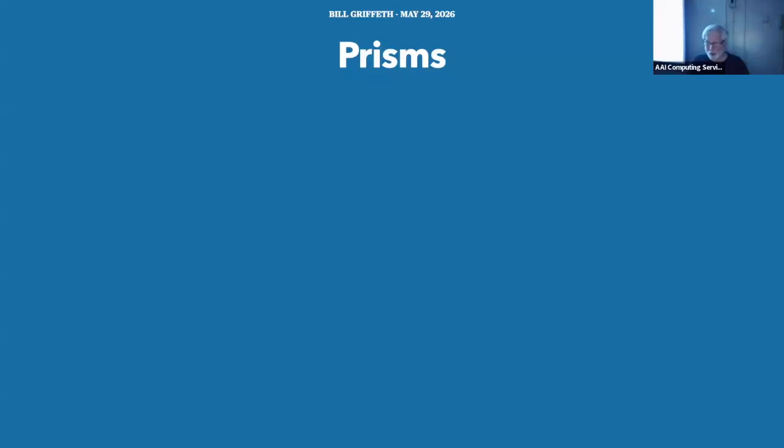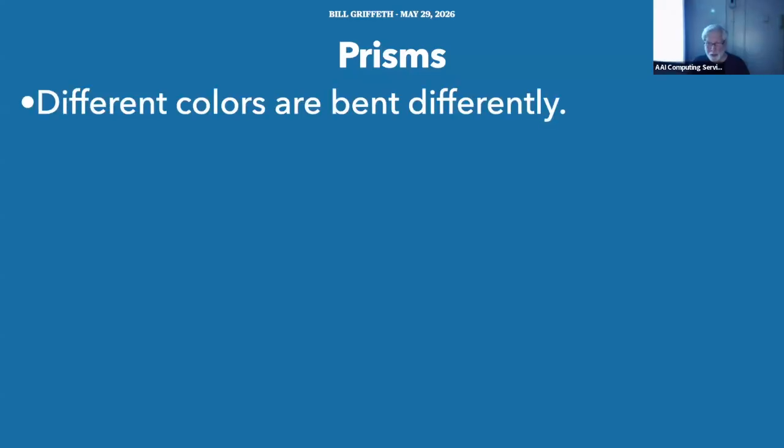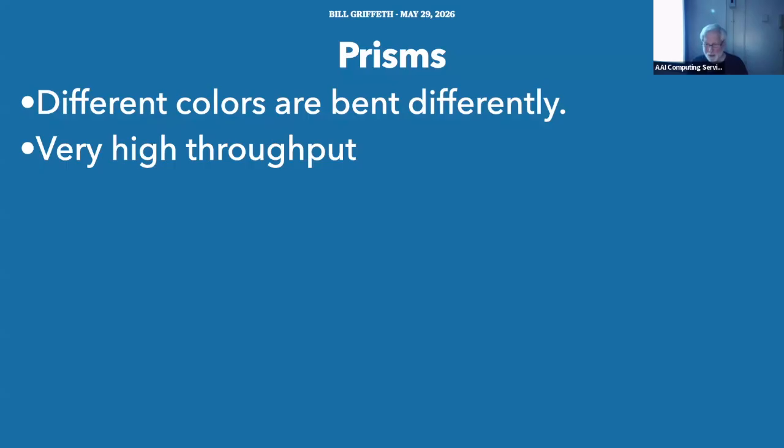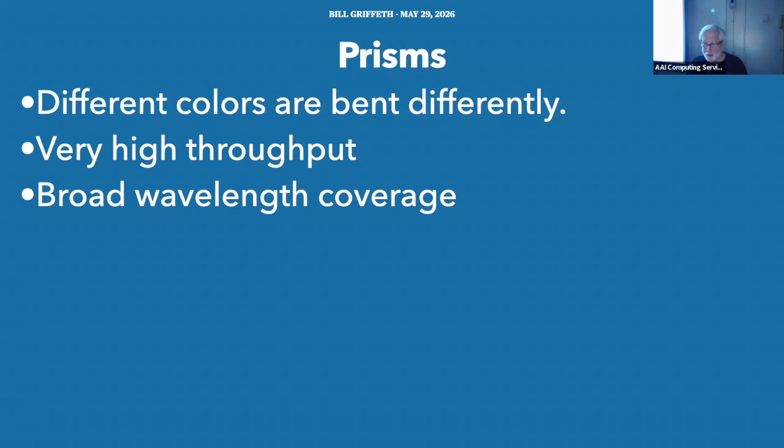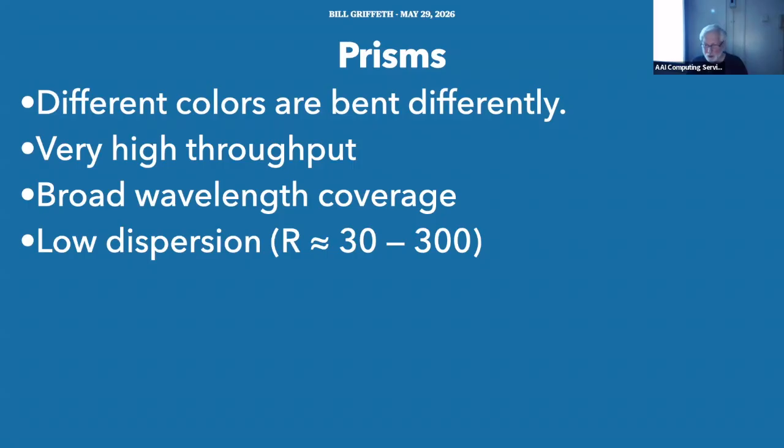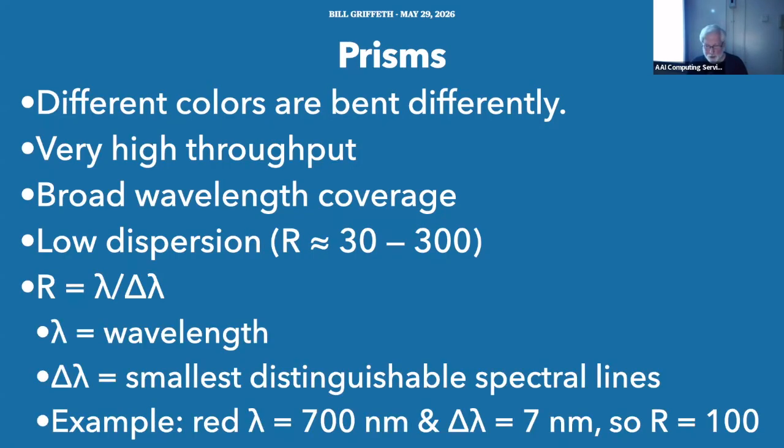Prisms have several important properties. First, the shorter its wavelength, the more a color is bent by a prism. Second, prisms are transparent, so they have very high throughput of light. Third, prisms are transparent to a wide range of wavelengths. And fourth, prisms are small enough to be part of a spectrograph, but have low dispersion. They don't separate colors very well, so spectral lines can blur together, making it harder to determine the presence of elements. Now, dispersion is measured by its R value.